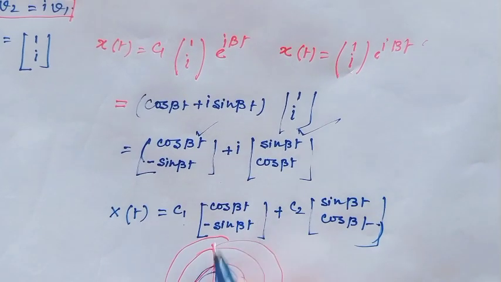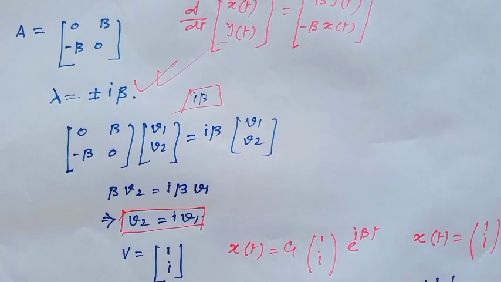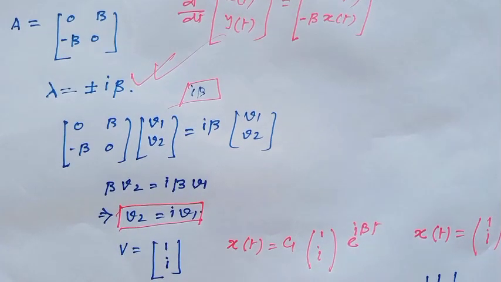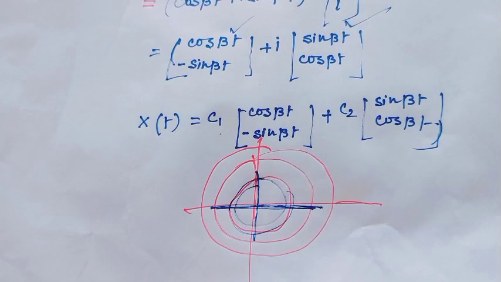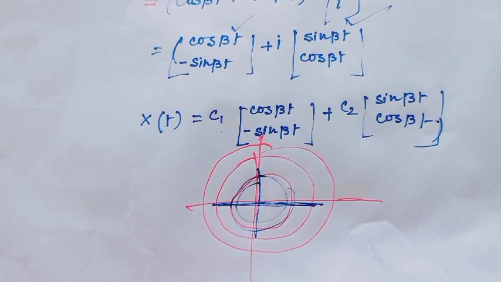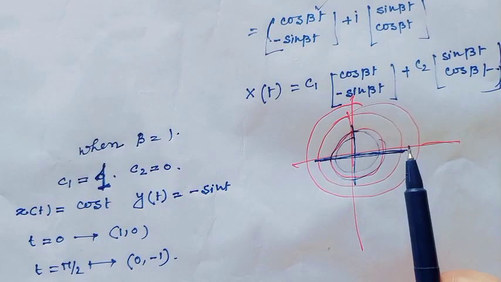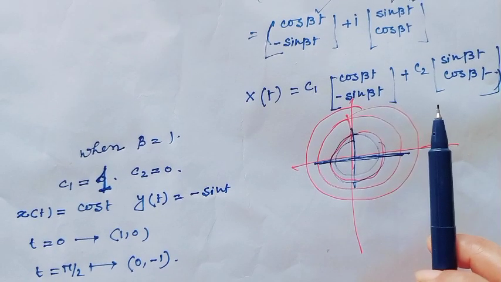This is actually the picture of this solution with respect to the eigenvalue plus i beta, and with respect to the eigenvalue minus i beta, the solution would be a different type. And what is the direction? This depends on the value of beta, and the value of the rotation depends on different values of beta.